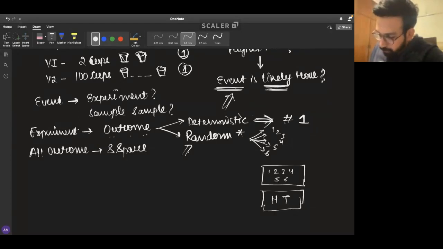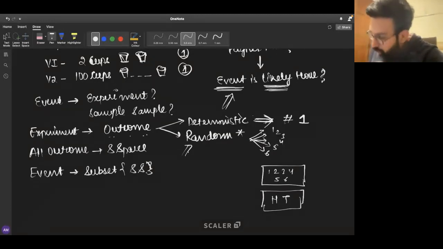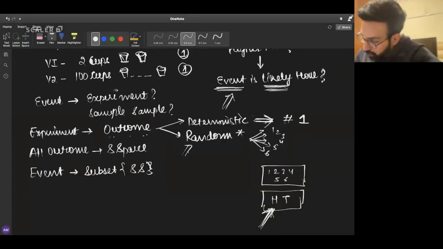A sample space. Now let's finally come to what is an event. An event is a subset of your sample space. All right. In a specific event, you might be interested in how many heads you get, or knowing the probability, how likely it is to get heads.